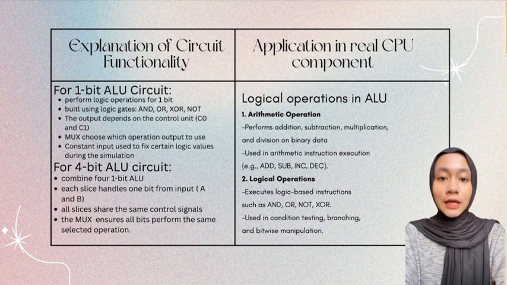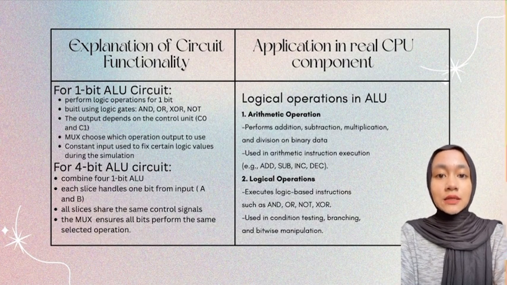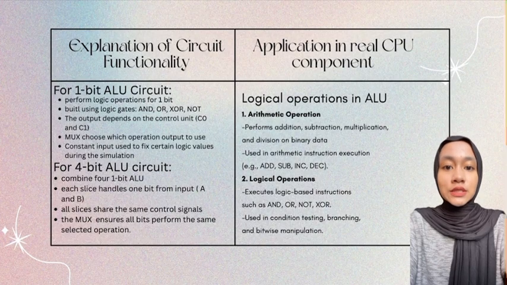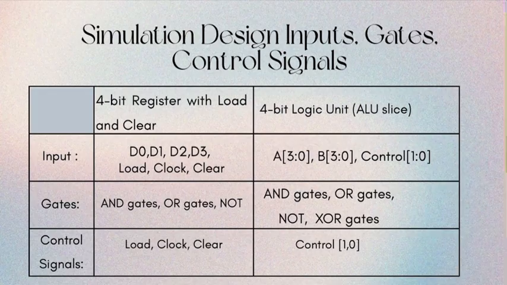I'm going to explain about the application in real CPU components. In a real CPU, the ALU has 2 main jobs. Firstly, it does arithmetic operations like adding, subtracting, multiplying, and dividing. This helps the CPU to run instructions such as addition and subtraction. Secondly, it performs logical operations like AND, OR, NOT, and XOR, which help the CPU to make decisions, test conditions, and control the program flow. These 2 functions let the CPU process data and run the program correctly.